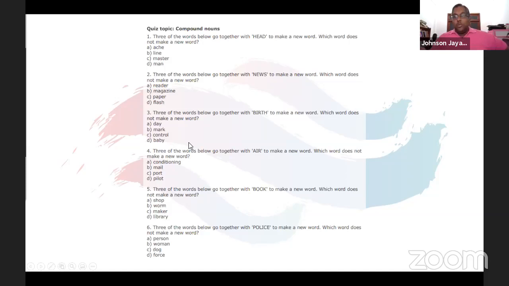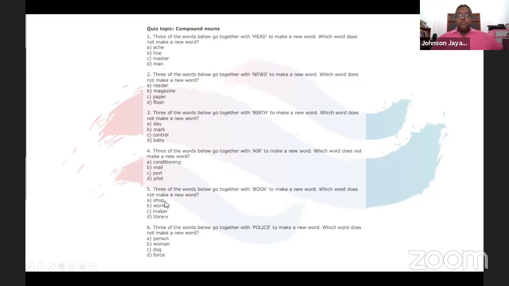Next one. Birth. You can have birthday, birthmark, birth control, but not birth baby. Basically, a baby is born. So you can't be using both of them together. Then you have air conditioning, air mail, airport, but you can't have air pilot. That doesn't make any sense at all. So this is the incorrect one here.